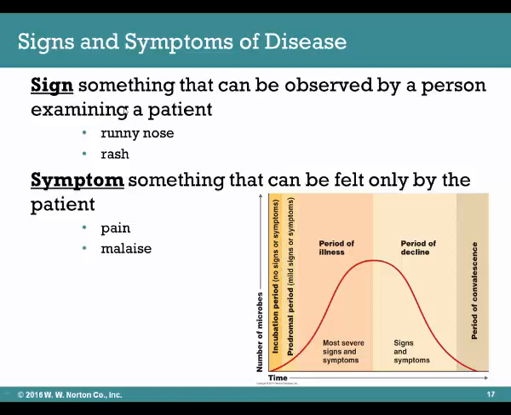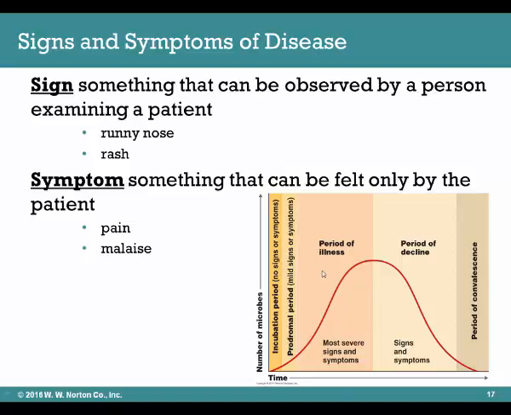Signs are something that can be observed by a nurse or a doctor examining a patient, whereas a symptom is only felt by the patient and has to be described. So you have to ask certain questions in order to understand what the symptoms are. The second phase is a prodromal period where there are mild, general signs or symptoms. Oh, I'm tired, oh, I'm achy, but not defined, not unique to that infection.